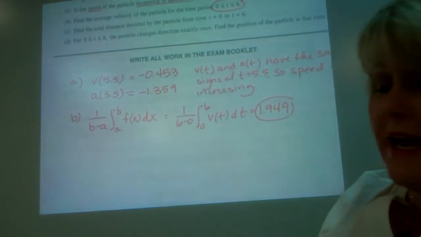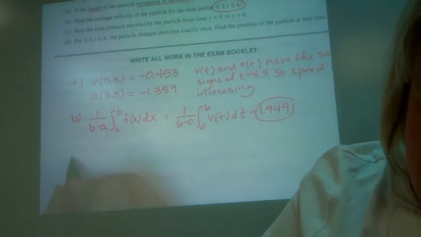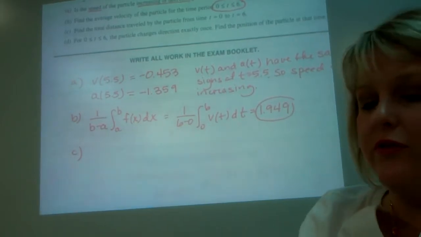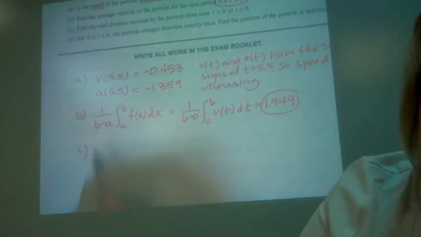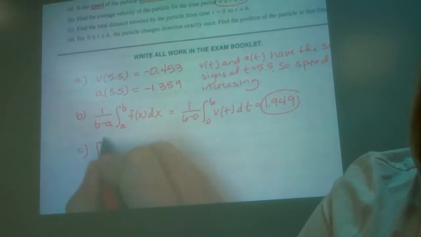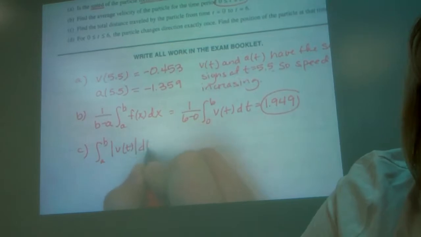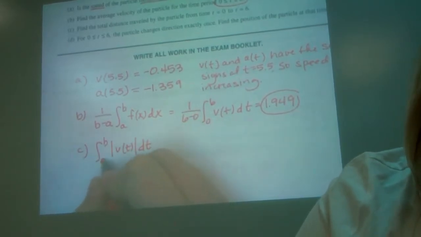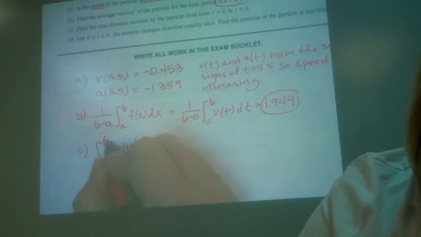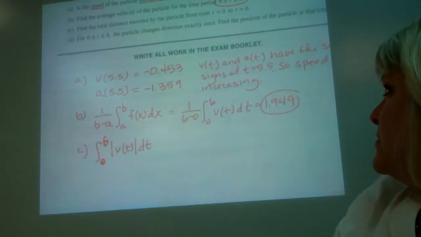Alright, letter C. Find the total distance traveled from 0 to 6. For total distance traveled, we integrate the absolute value of velocity. So we're integrating from 0 to 6 the absolute value of velocity. So you can do that in your calculator.